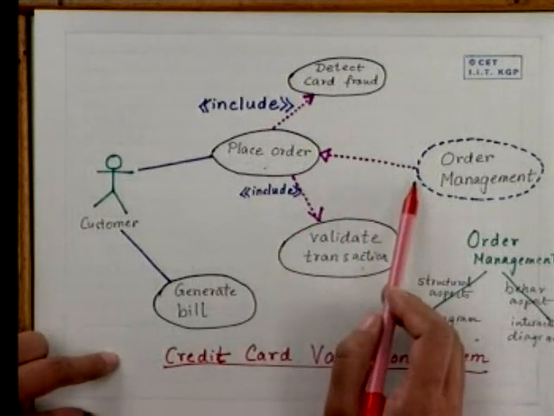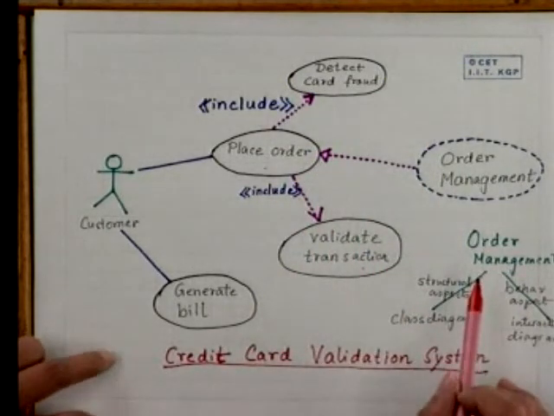Now we have a collaboration order management that realizes this place order use case, which is denoted by this arrow. And then we have to model both the structural and the behavioral aspects of this order management collaboration. The structural aspect will be represented as a class diagram, and the behavioral aspects by some interaction diagram. So we stop here today, and in the next class we will look at the different types of implementation diagrams, the component diagram and deployment diagram that are used in architectural modeling.